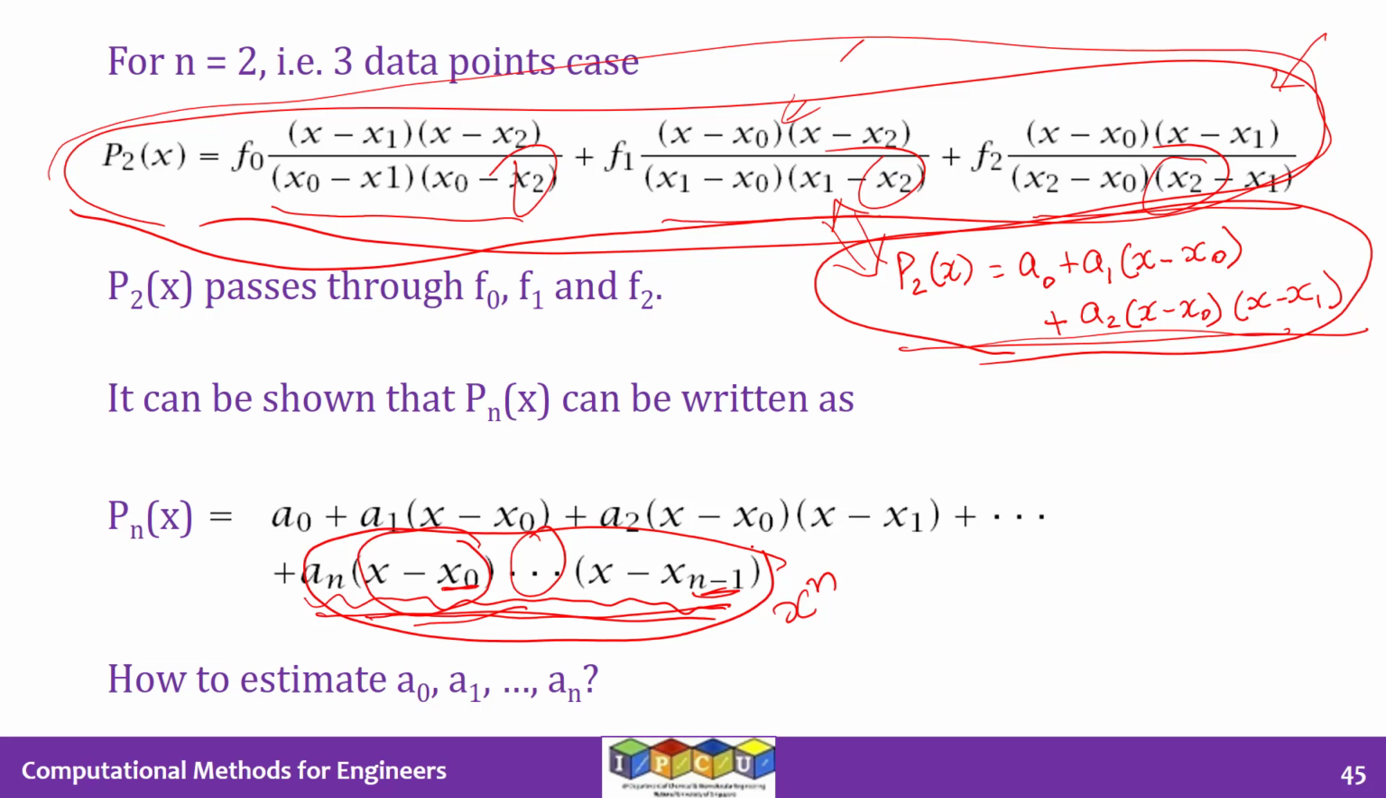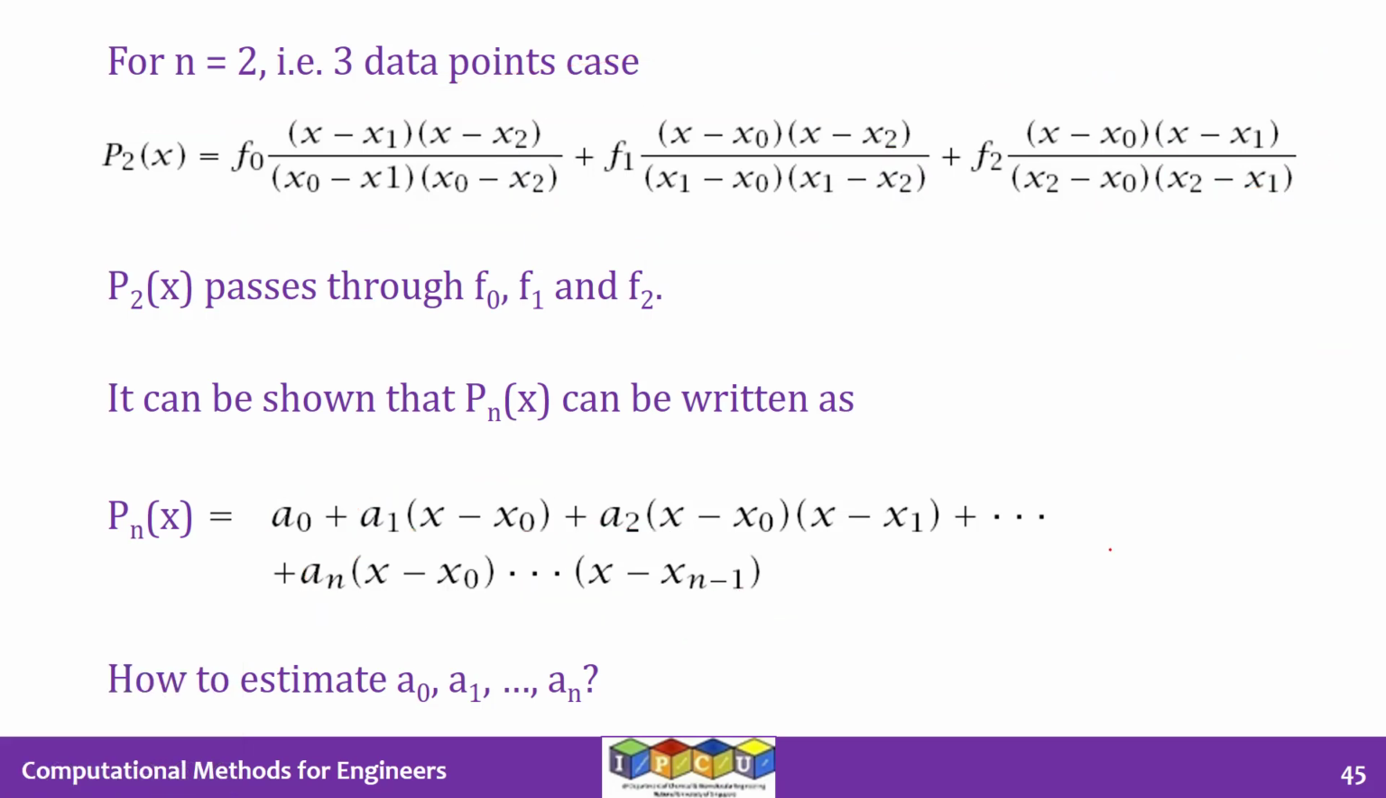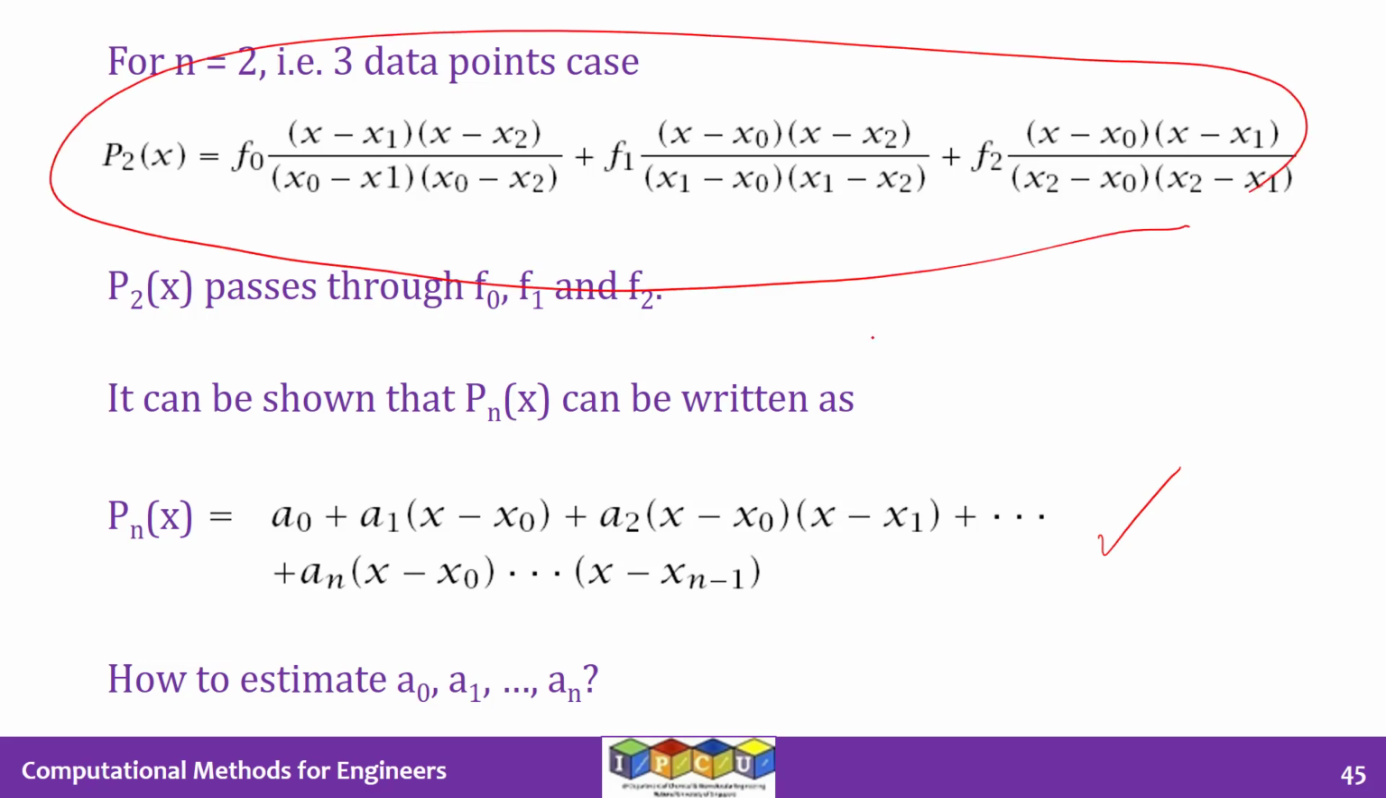The previous term would be of the order of x to the power of n minus 1 and so on. This term will be of the order of x to the power of 1. This term would be of the order of x to the power of 0. So Pn of x written in this particular way is also an nth order polynomial. Pn of x written in this particular way as Pn of x is equal to f0 delta 0 of x plus f1 delta 1 of x plus and so on, fn delta n of x, where delta 0, delta 1, delta n are all polynomials of order n.